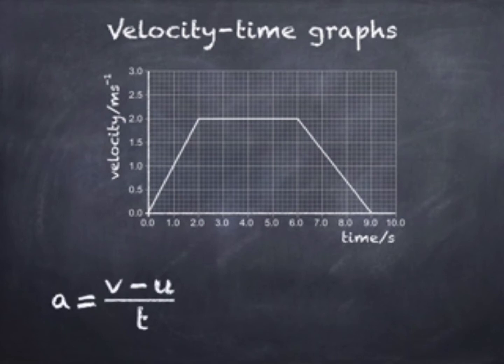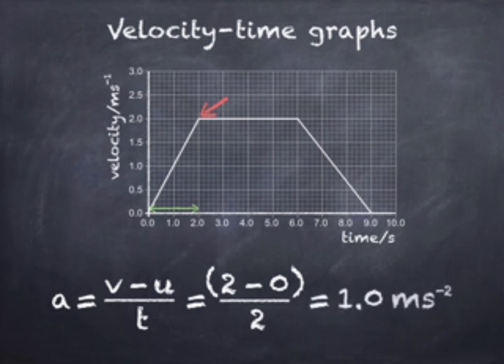we observe a constant acceleration, which can be calculated using the formula a = (v - u)/t, where u is the initial velocity, v is the final velocity, and t is the time taken for the velocity. So, when we consider the first section, where we have a velocity of 2 meters per second and a time of 2 seconds, our acceleration becomes 1 meter per second squared for the first 2 seconds.